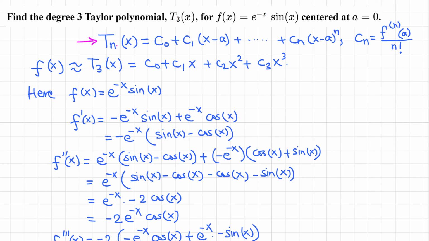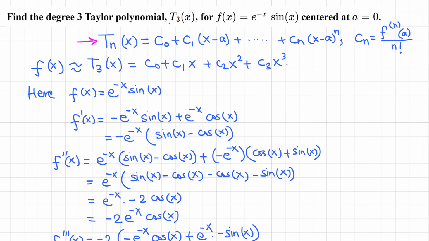Tn, just the nth degree, is c0 plus c1 times (x minus center) plus c2 times (x minus center) squared, all the way to cn, where those constants, c0, c1, c2, c3, etc., are found by this: the nth derivative of the function, evaluated at the center, divided by n factorial.